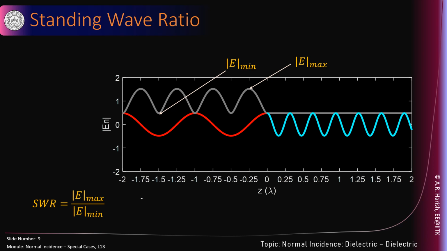If it were a transmission line, we would have called it voltage standing wave ratio or current standing wave ratio. Here we just refer to it as SWR, and whenever we say SWR without any prefix, it refers to the ratio of the electric fields.